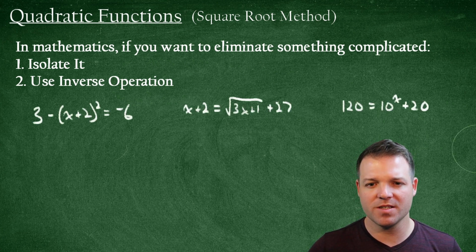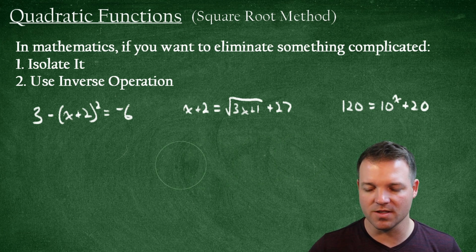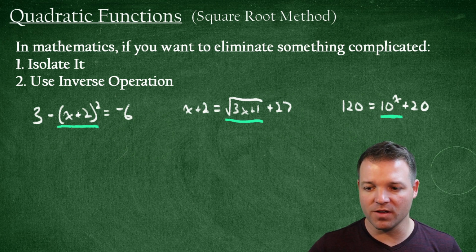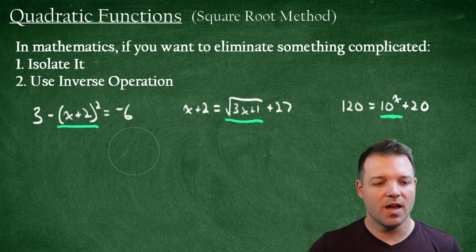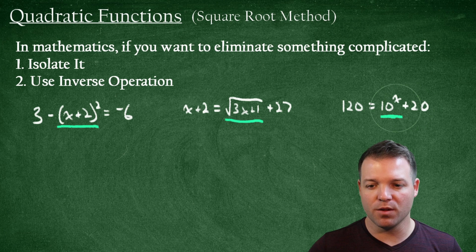So let's go ahead and see some quick examples of this. We're not actually going to solve these, but just showing these examples. So I've got three different equations here. All of them have something nasty in there that we want to eliminate, something complicated. In the first one, we have this quantity of x plus 2 squared. The second one, we have the square root of 3x plus 1. And the third one, you may have never actually seen this before, but this is called an exponential, where the variable is actually up in the exponent. So we have a 10 to the x.